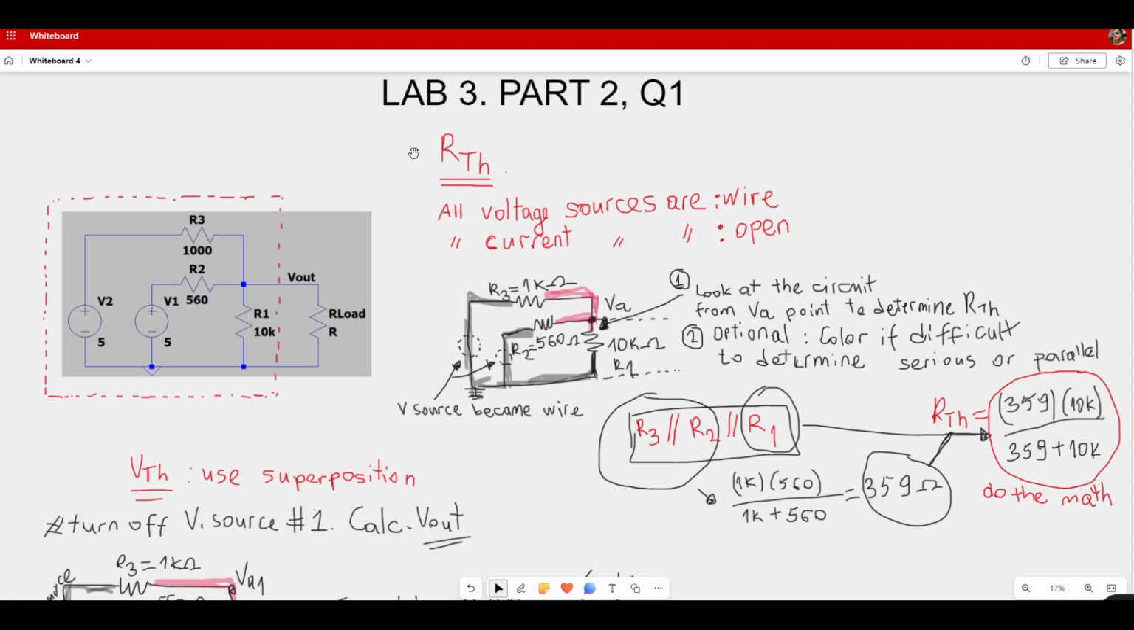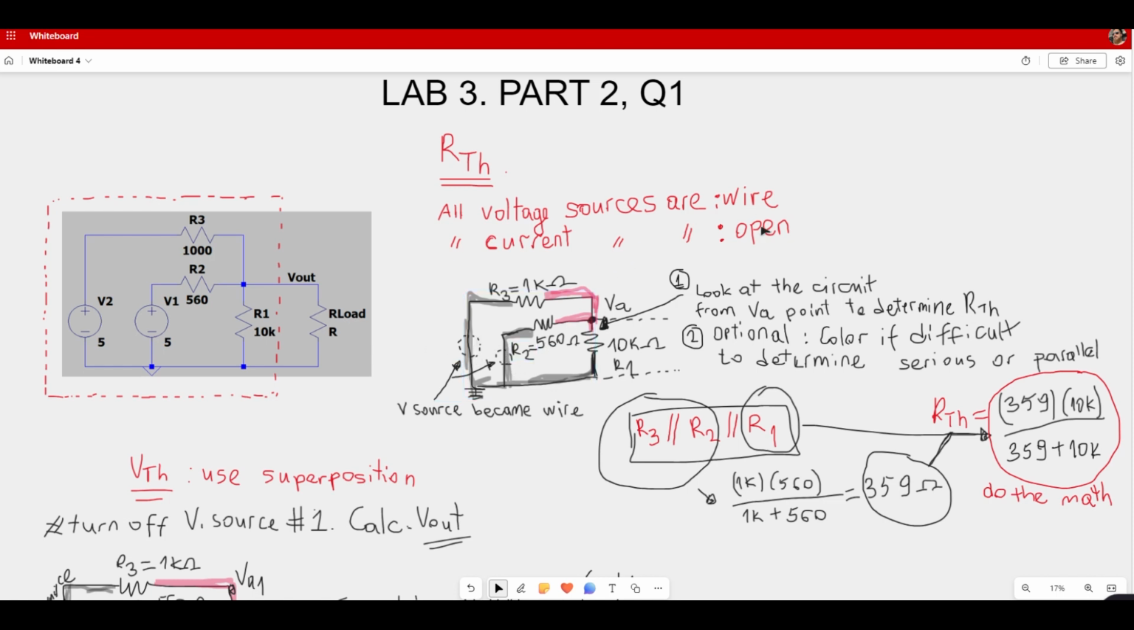To find R Thevenin, you might already know that we make all the voltage sources wire and current sources open. Since we don't have a current source, we only have to make the voltage sources wire. I draw a sample circuit here. Two of the voltage sources are wire.